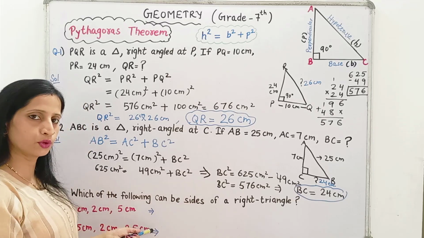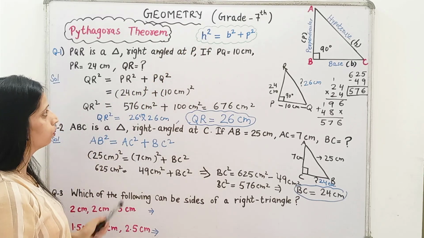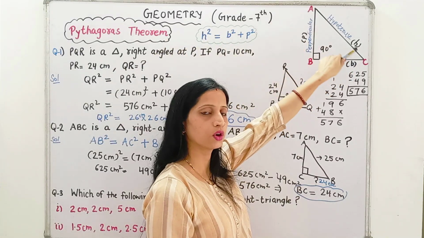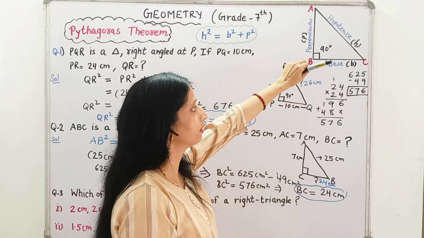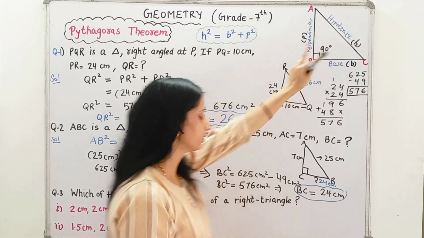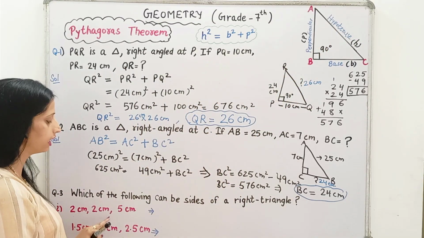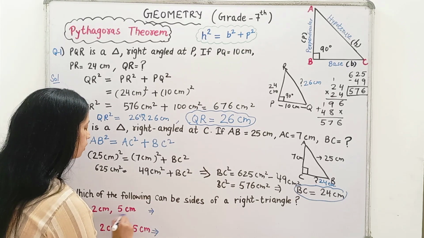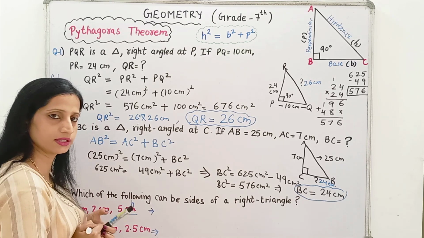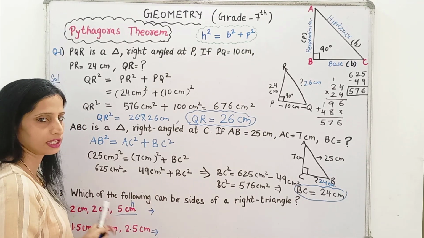So what we have to do? We have to check this theorem. We know that the hypotenuse is the longest side of a right angle triangle. In a right angle triangle, this side will always be the longest one. From these 3 sides, which are 2 centimeter, 2 centimeter and 5 centimeter, this can be the hypotenuse, the length of the biggest side, and these two can be base and perpendicular.